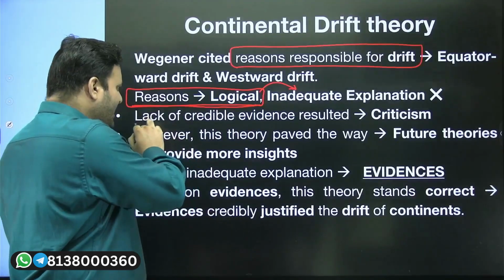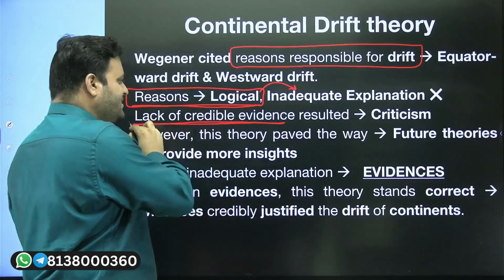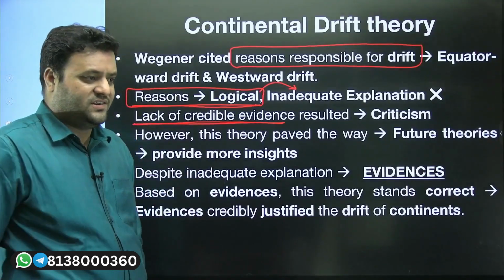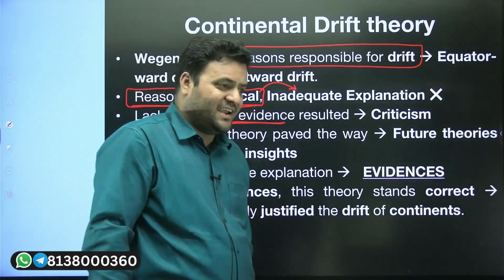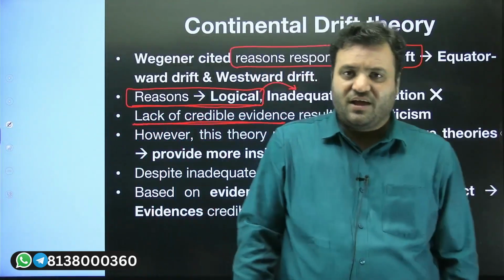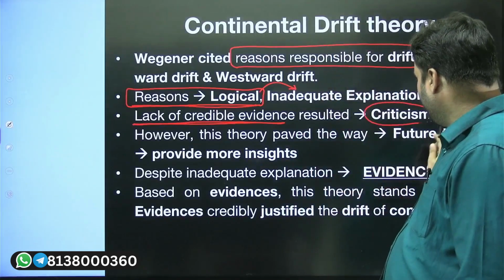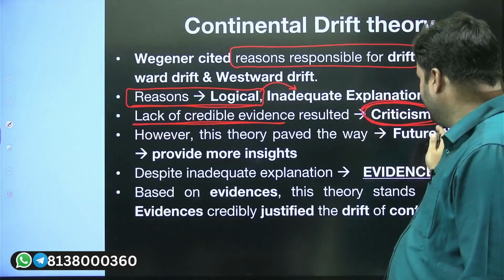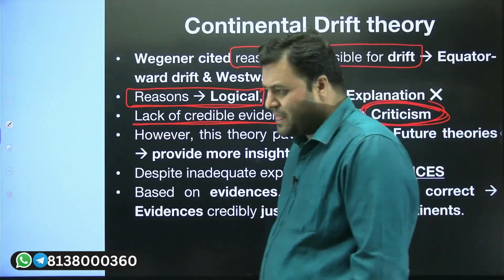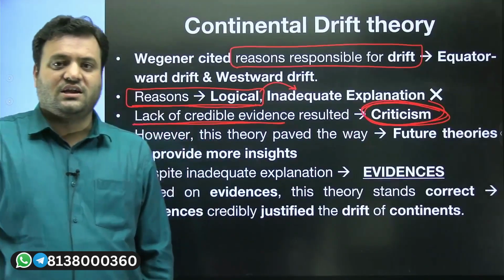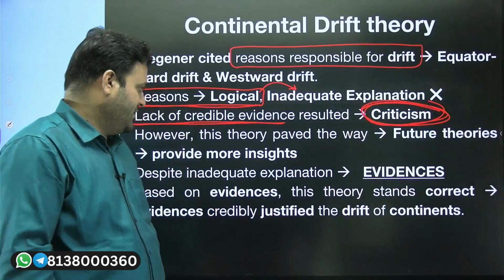So lack of credible evidences was there, and as a result of this lack of credible evidences, this theory was criticized during that point of time. Scientists used to say that, okay, it is just a kind of story, there is no logic, there is no particular pattern in which we can predict or even reconstruct the history of continental drifting.